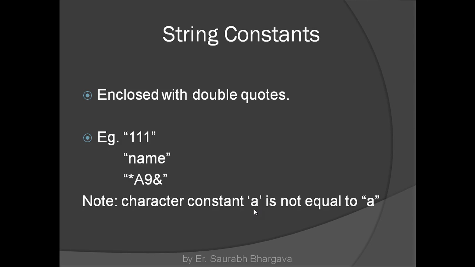Character constant 'A' is not equal to string constant "A", as a character constant has some numeric equivalent. Each character constant has some ASCII value, but the string constant does not have an ASCII value. So these are not equal, as the character constant 'a' ASCII value is 97, but a string constant's numeric value is not available in C. So these are not equal.